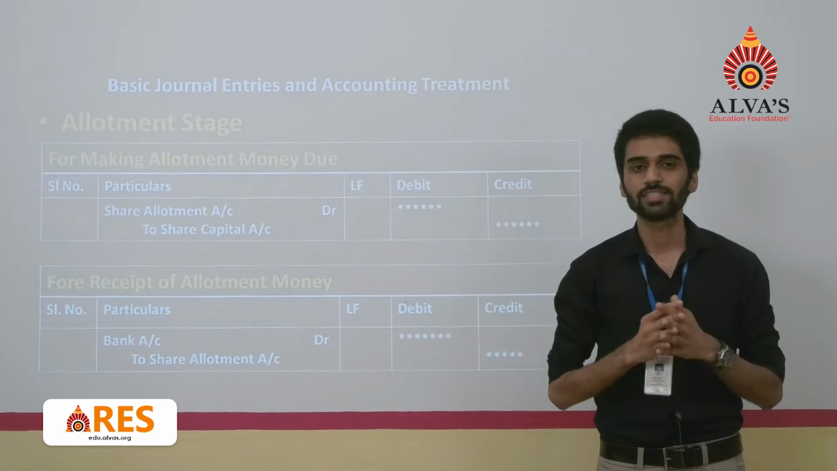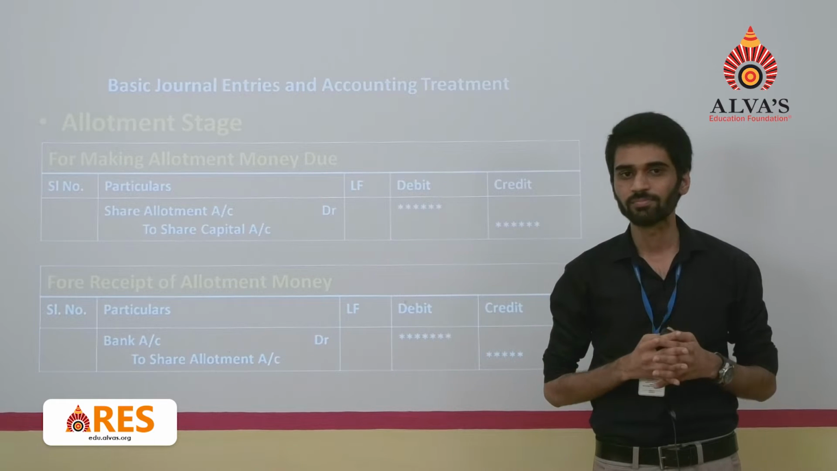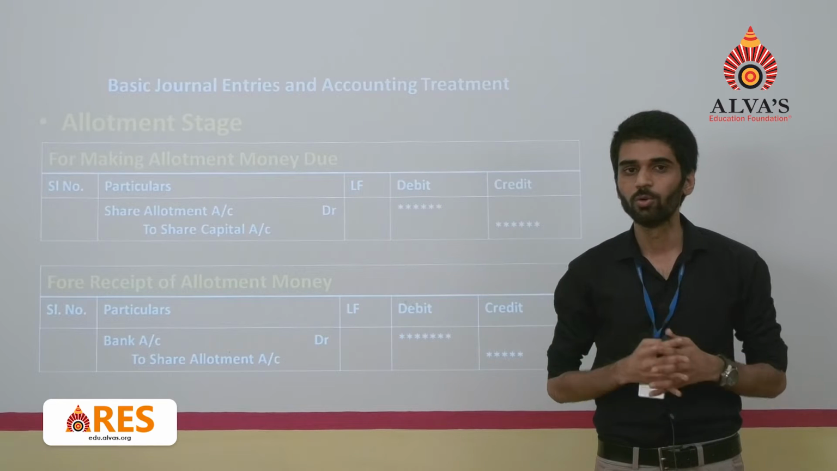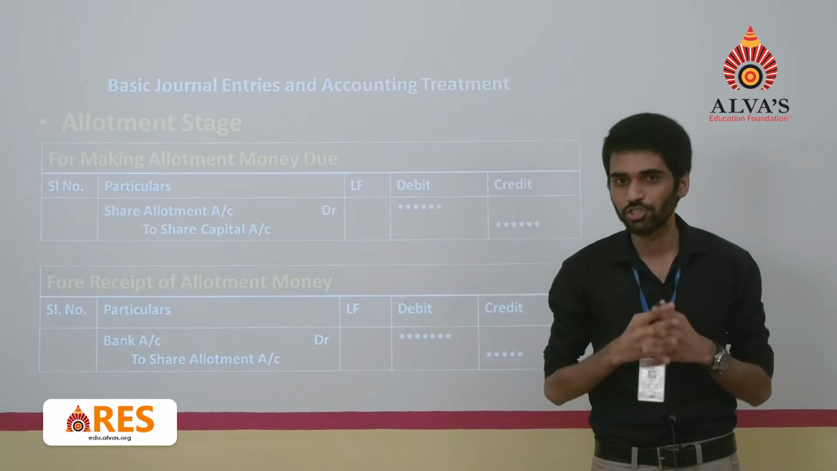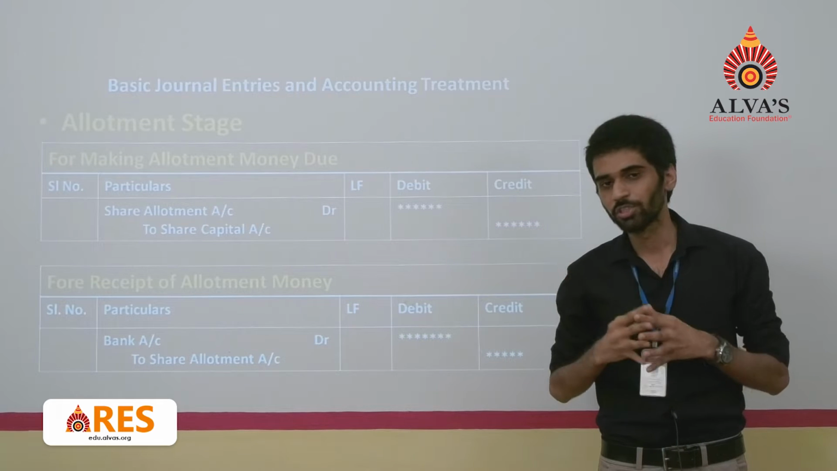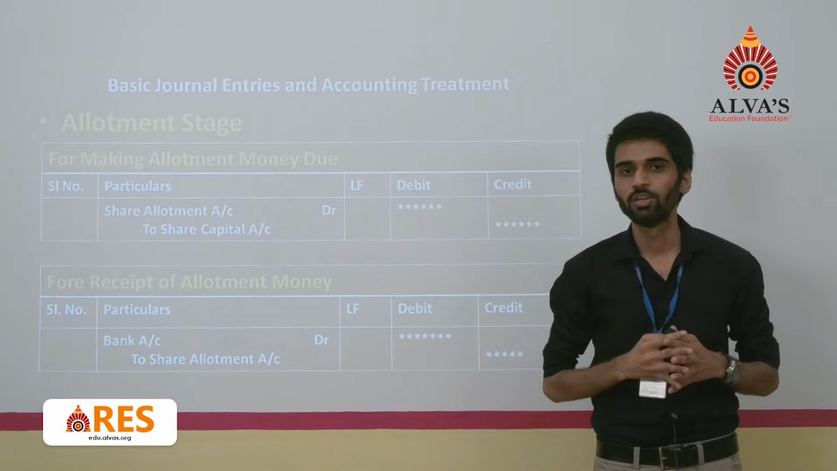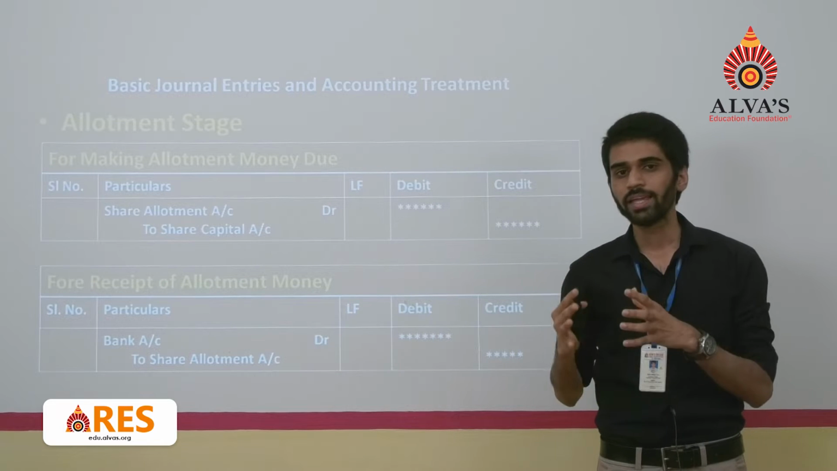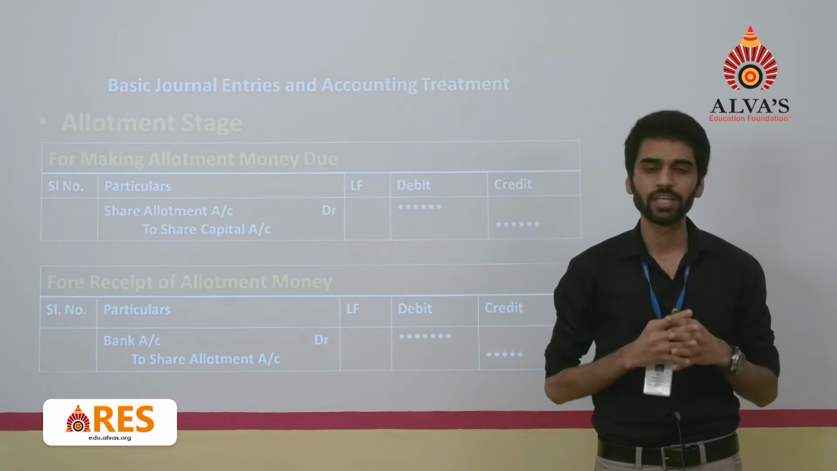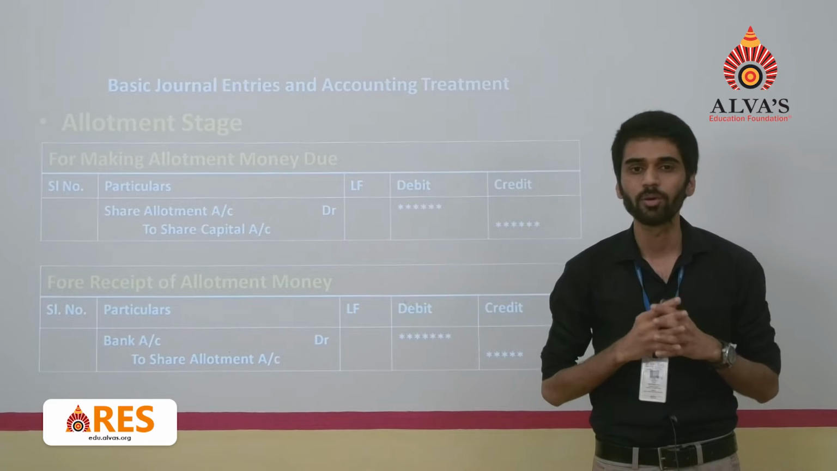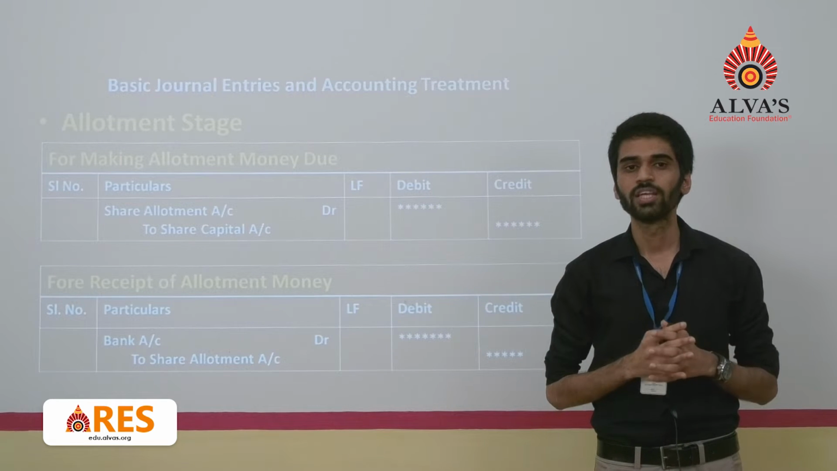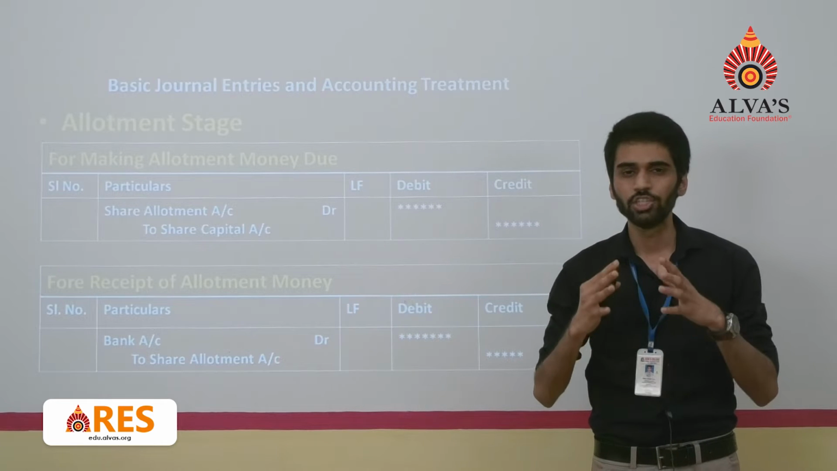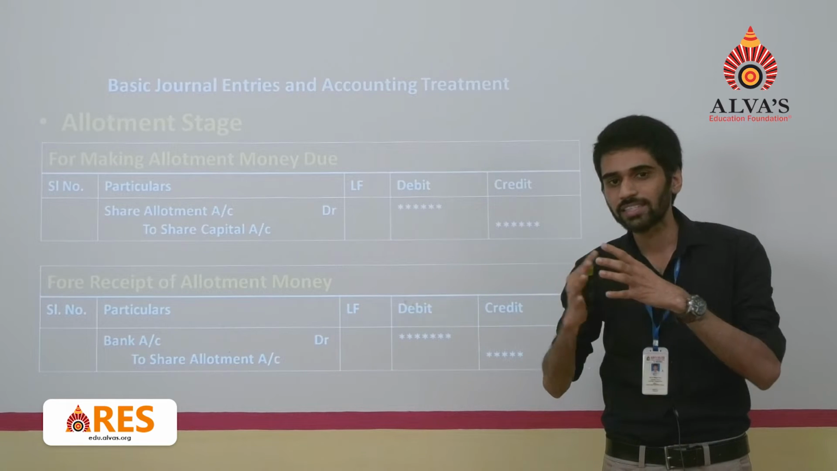When it comes to the allotment stage, again there are two entries. One is to remind the shareholders that their allotment money is due. Constant notification will be sent to the shareholders whenever there is allotment money due. So, for making an allotment money due, the company passes one entry. That entry is share allotment account debtor to share capital account. Again, students, the purpose of passing each and every entry in the issue of shares is to raise the share capital.